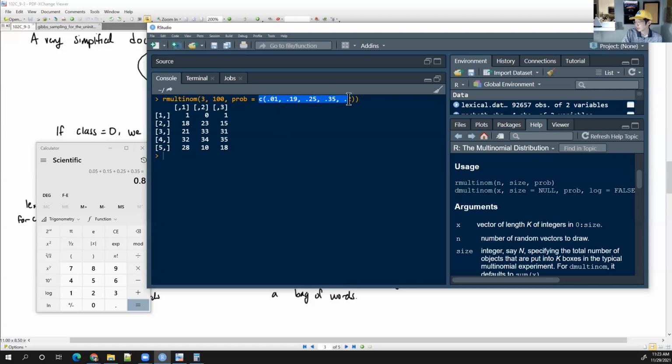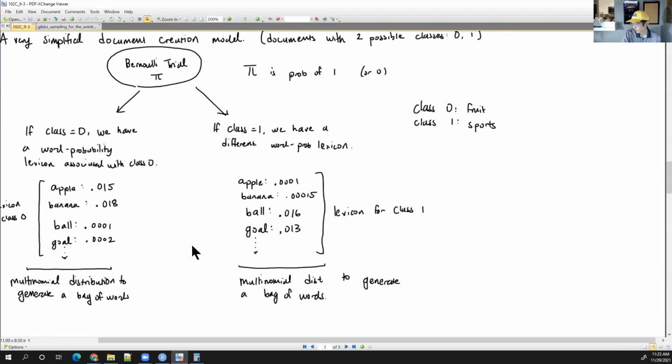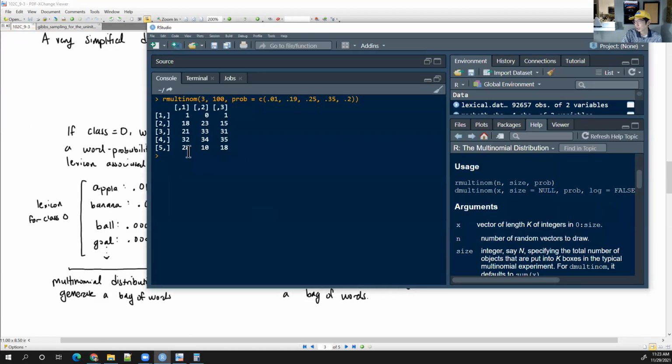It's just that in our case, rather than just having 5 classes with different probabilities, we might have like 90,000, one for every single possible word. All right. Does that make sense as far as what's happening here? So we're generating documents with a bunch of different words, and this will be like our word count of how many times each of these words appear.